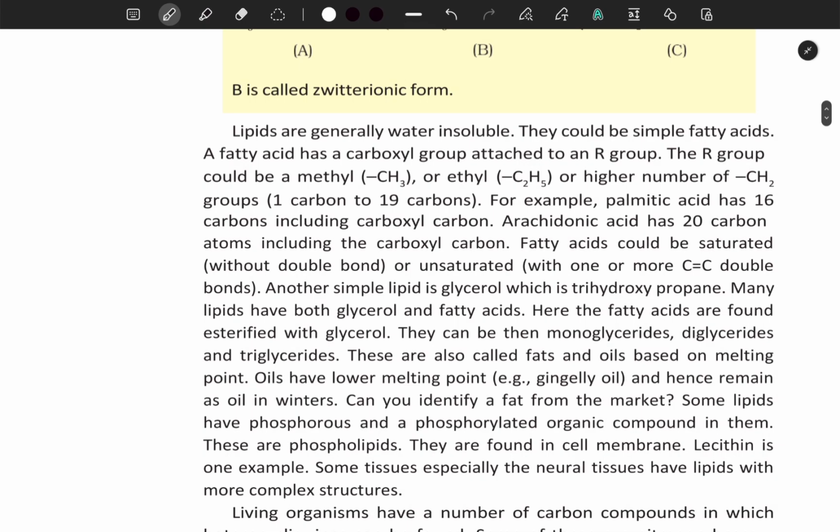Lipids are generally water insoluble. They could be simple fatty acids. A fatty acid has a carboxyl group attached to an R group.